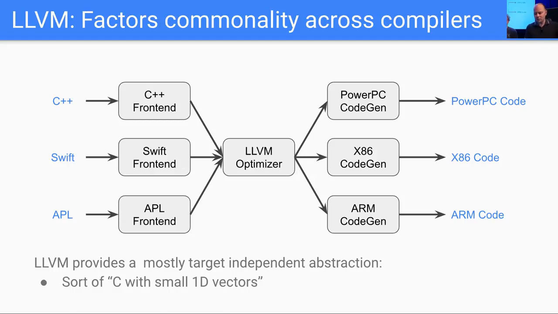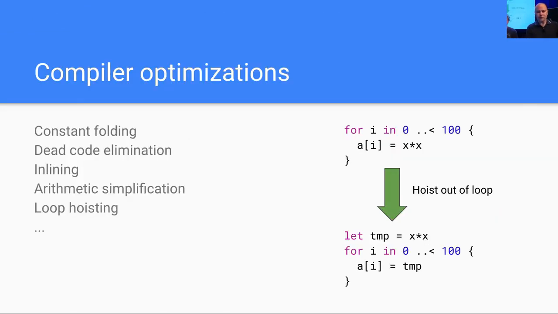It's like a very common set of infrastructure that lots of things use these days. And if you're not very familiar with compilers and what optimizations are, there's a bunch of standard stuff that LLVM does, including constant folding, removing dead code, other things like the example I show here of taking an expression and pulling it out of a loop.